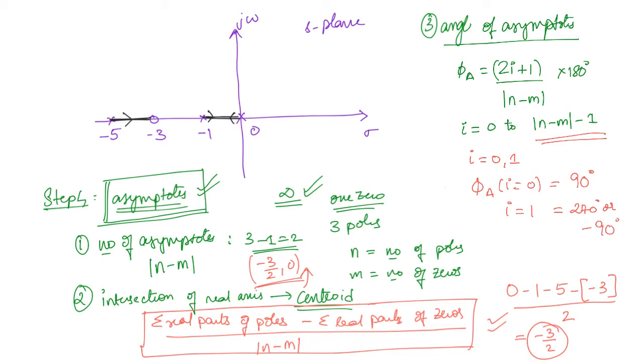Okay, so now you have the number of asymptotes, the intersection with the real axis, that is the centroid, and the angle of asymptotes. So there are two asymptotes which are meeting at minus 3 by 2. Okay, so minus 3 by 2 will be here somewhere. One asymptote will be at 90 degrees and another asymptote will be at minus 90 degrees.